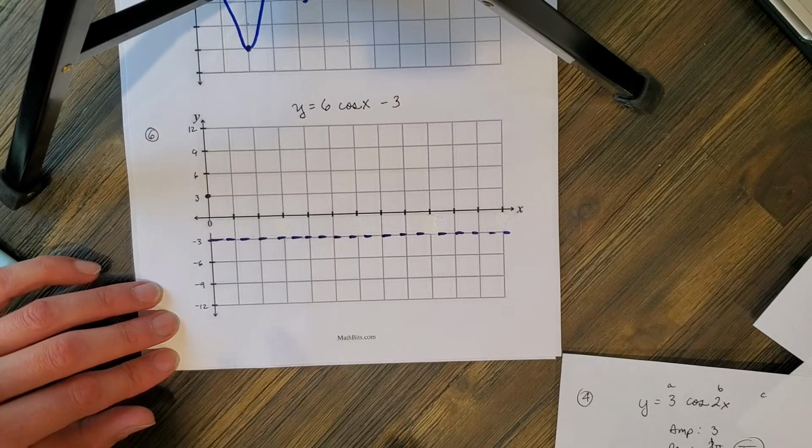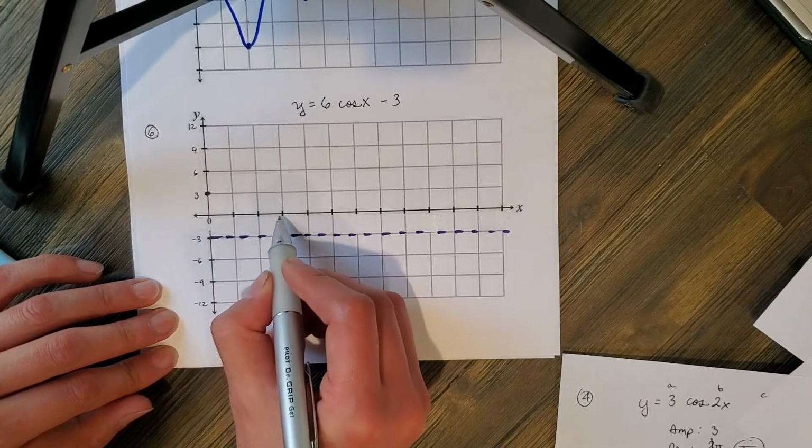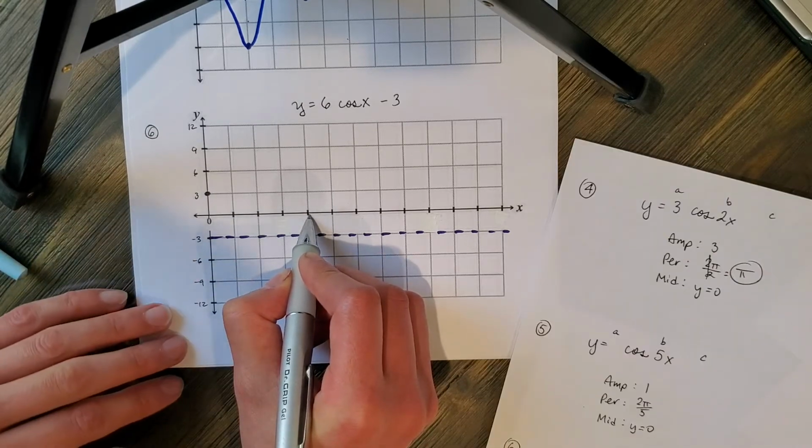Okay. Oh, and I forgot to say, this is going to be 4 tick marks again from the start. So it's 1, 2, 3, 4. And that's going to be our period, which is 2 pi.